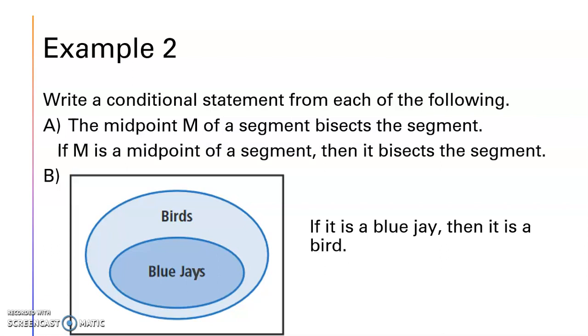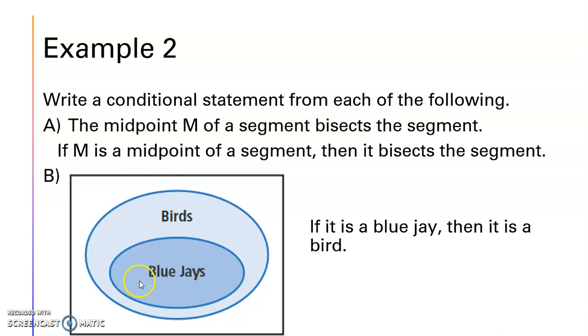In part A, I can say if M is a midpoint of a segment, then it bisects the segment. Notice they've given us the condition that we have a midpoint named M. And then if we have that midpoint, then a segment will be bisected. So our result is that the segment is bisected. Our condition is that we have a midpoint for our segment.